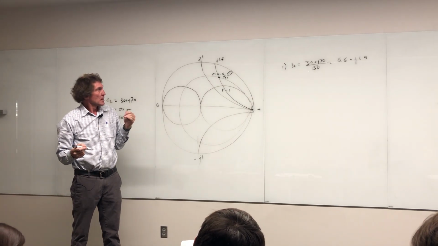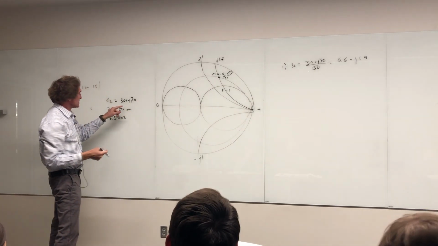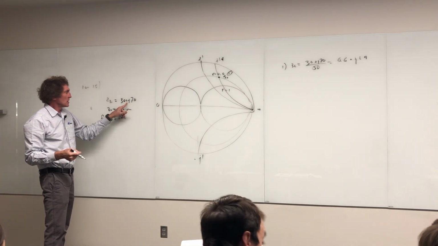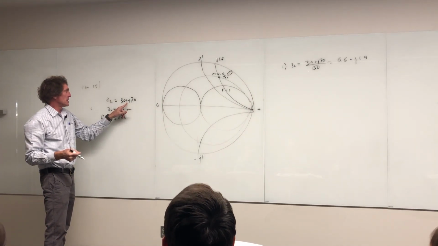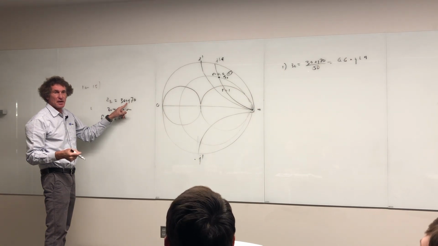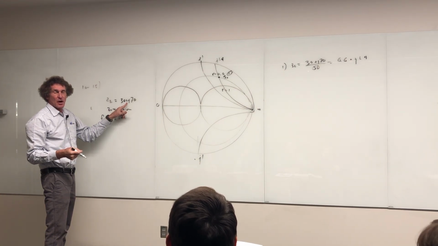Should it be minus 1.4, J1.4? It says J. This is 15. 15, my bad. It's 15. It's 30 plus J70. Is that right? Yes. All right, you all see this?